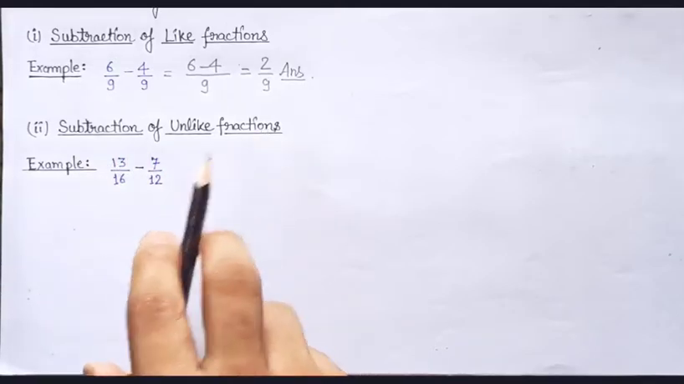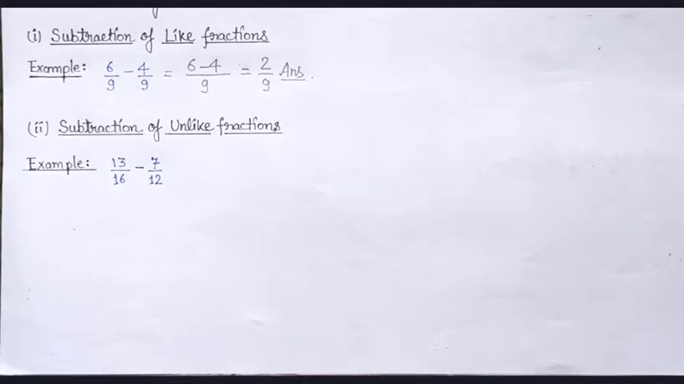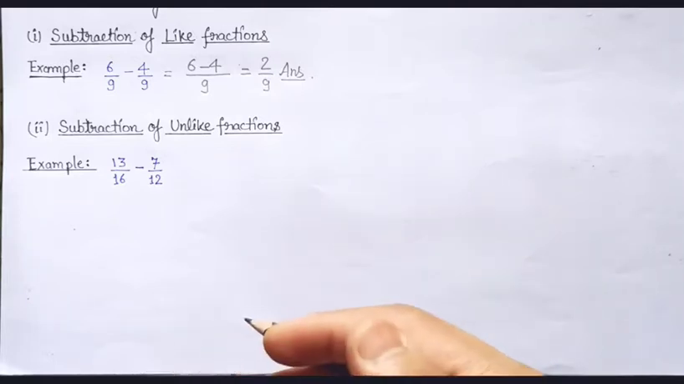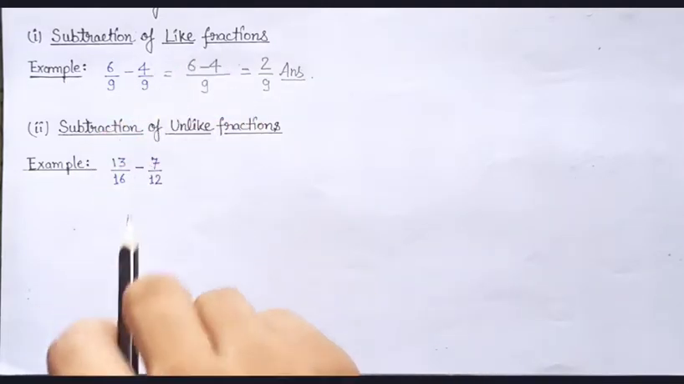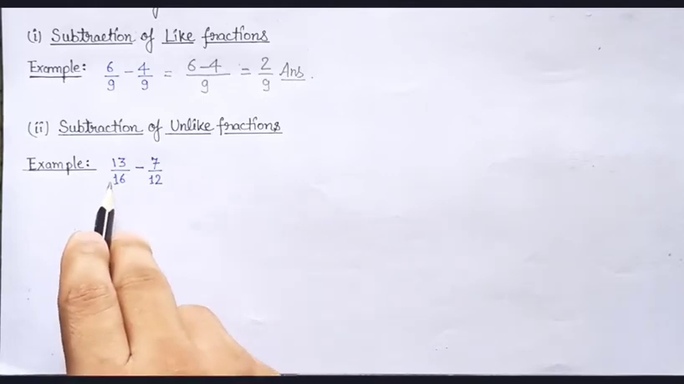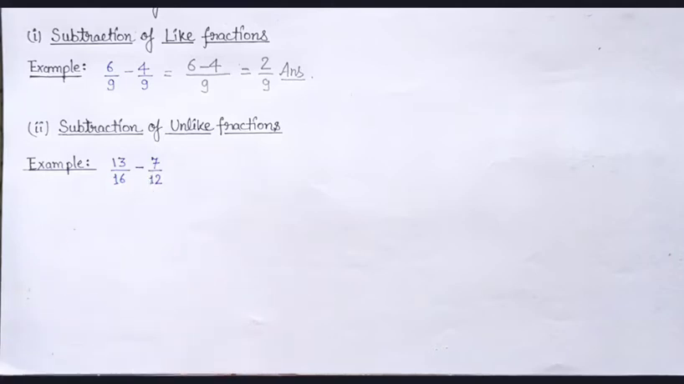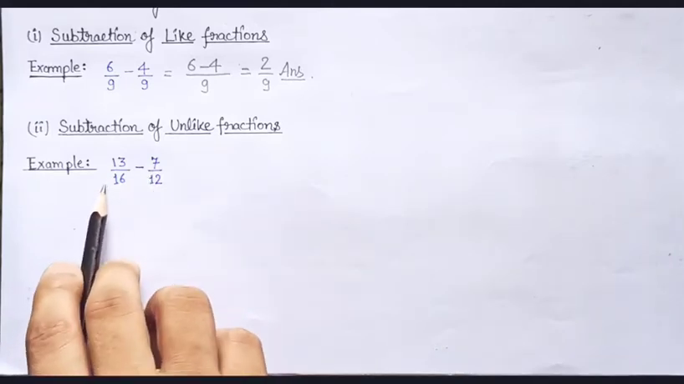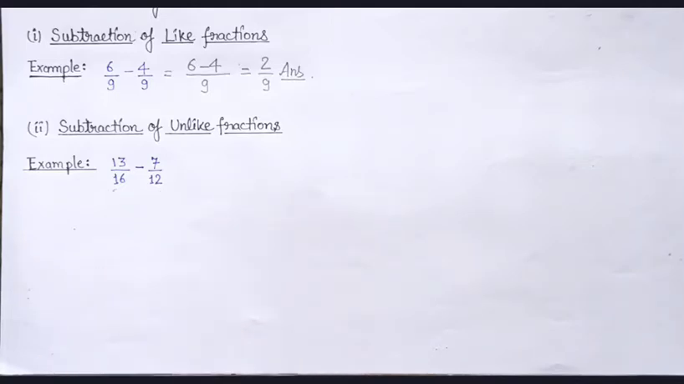Subtraction of unlike fractions. Now subtraction of unlike fractions can be performed in the same way as we add two unlike fractions. That is, first we convert the given unlike fractions into like fractions, and then we proceed with the subtraction as we have done in like fractions. Let us see. We have the example 13 by 16 minus 7 by 12. From this example you can see that the given two fractions have different denominators, that is 16 and 12. So they are unlike fractions.